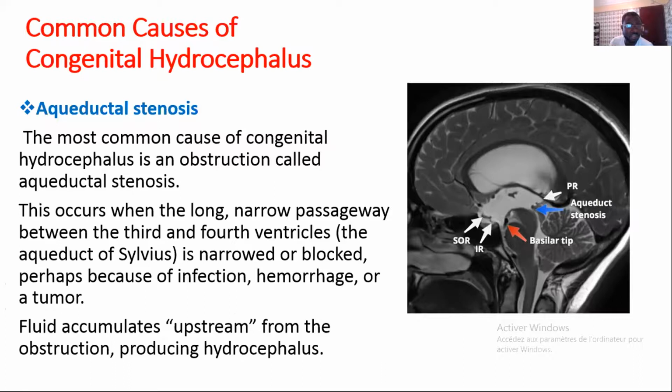is an obstruction called aqueductal stenosis. This occurs when the long, narrow passageway between the third ventricle and fourth ventricle is narrowed or blocked, perhaps because of infection, hemorrhage, or a tumor or malformation. Fluid accumulates upstream from the obstruction, producing this hydrocephalus. Like you can see in this case, stenosis. Here, there is no passage, stenosis of the aqueduct, and we see dilatation of the ventricle above.